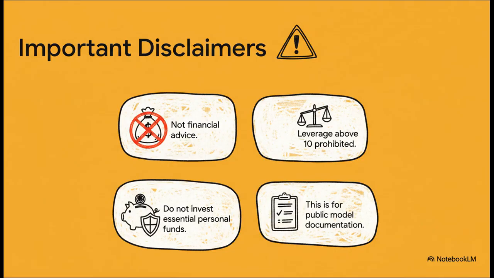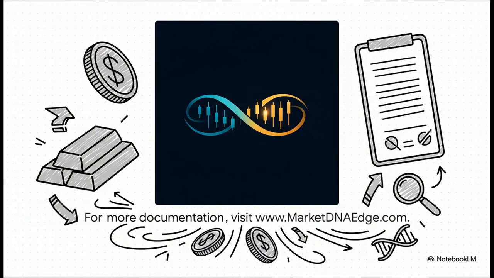And finally, we have to go over some very important disclaimers. Please pay close attention. First and foremost, this is not financial advice. Leverage above 10 is prohibited, and you should never invest essential personal funds. This analysis is purely for public documentation and verification of the model, and any risk management has to follow the provided instructions exactly. And that's our visual documentation for phase 1 of the silver cycle.